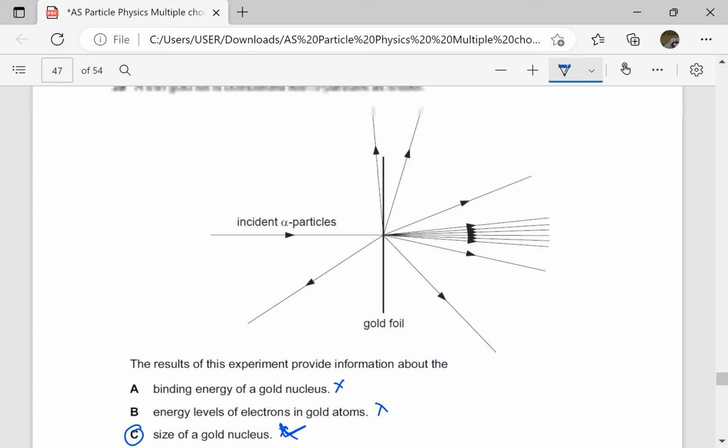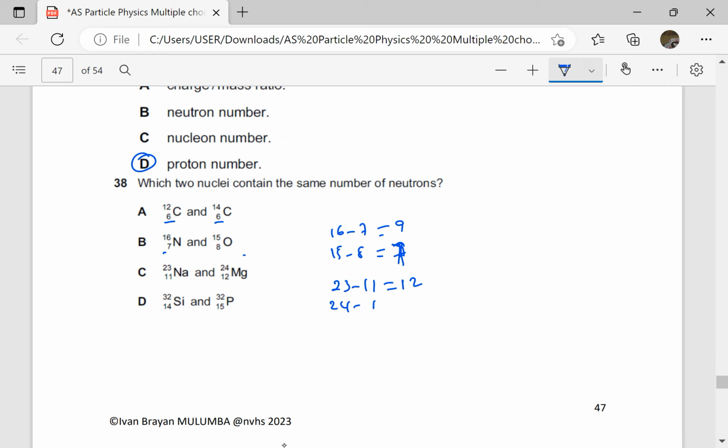23 for sodium. 23 minus 11, that is 12. And 24 minus 12, that is 12. So the answer is going to be C. Same number of neutrons. A student conducts an experiment using an alpha particle source.